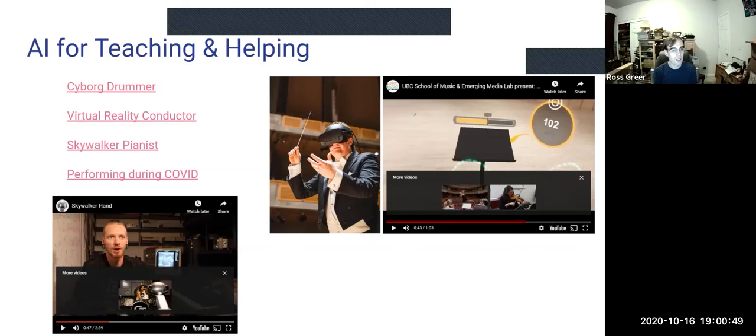And then there's other research happening on performing during COVID right now, trying to figure out ways that we can interact with each other through artificial intelligence in a virtual space and restore some of our performance capabilities that we don't have right now since we can't meet in person.